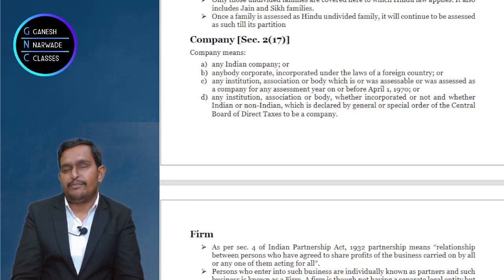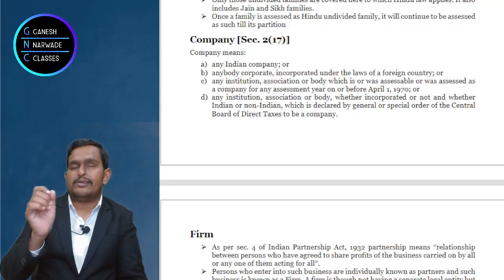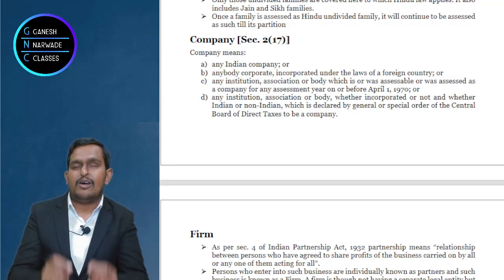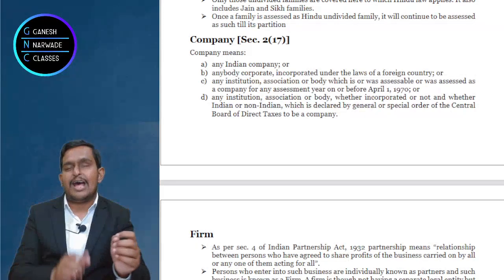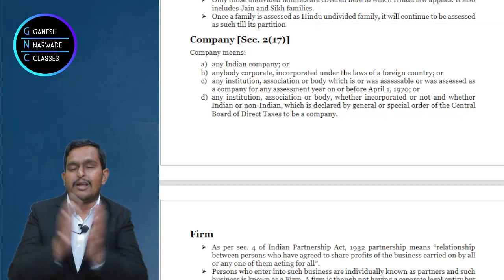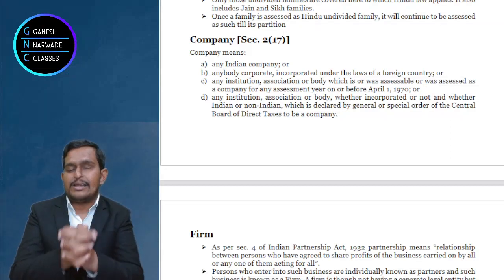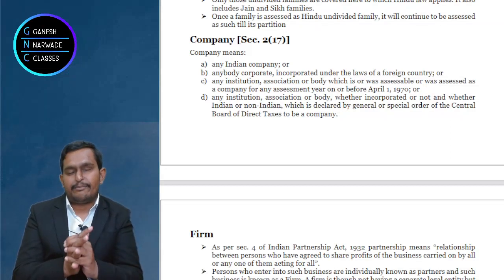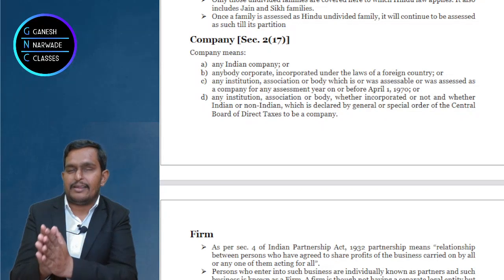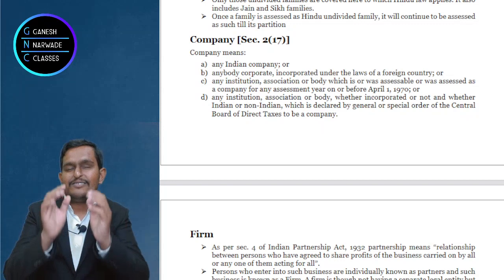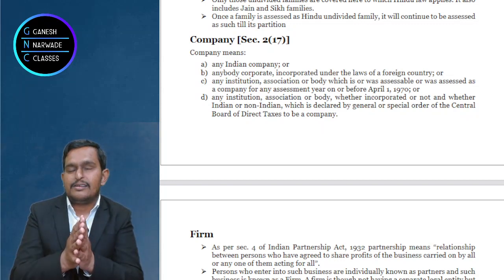Now partnership firm. What is partnership? Partnership definition. Partnership is a relationship between persons who have agreed to share the profits of the business carried on by all or any of them acting for all. So simply we can say Ram, Shyam, Ghanshyam, 3 people come together, enter into partnership. It's a partnership. Now Ram is a partner, Shyam is a partner, Ghanshyam is a partner. All of them, three of them together are called as what?